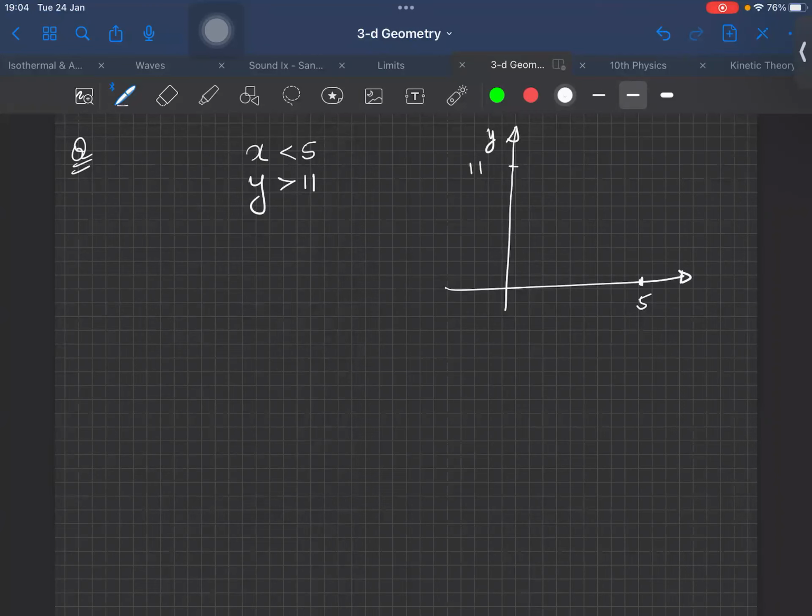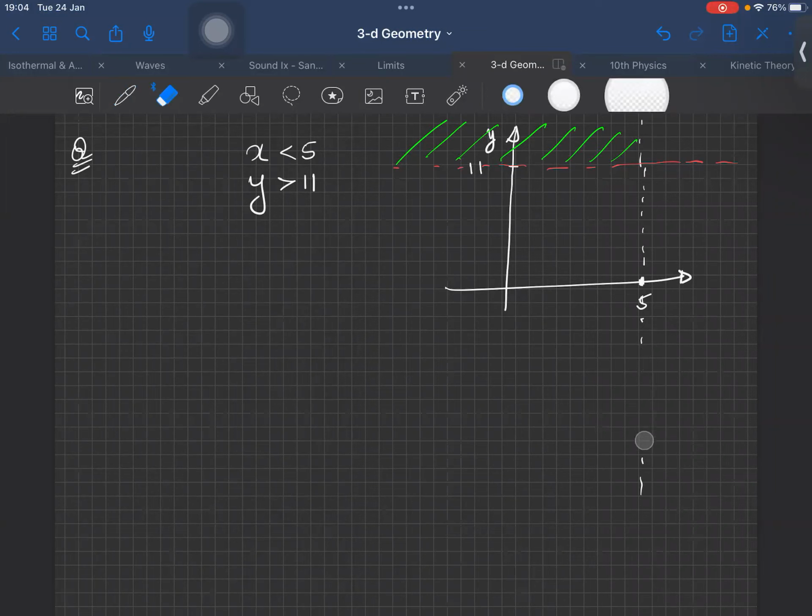It can have all the possible values from here, right? If you draw a vertical line here and a horizontal line at 11, it can have all the possible values in this region. It is greater than, not less than. So this region has all the possible values. That is the meaning of this curve. It does not mean that it has one particular value. That will again depend upon the equation.